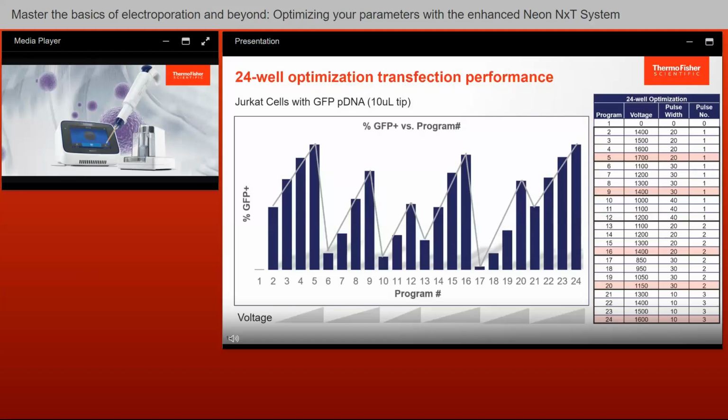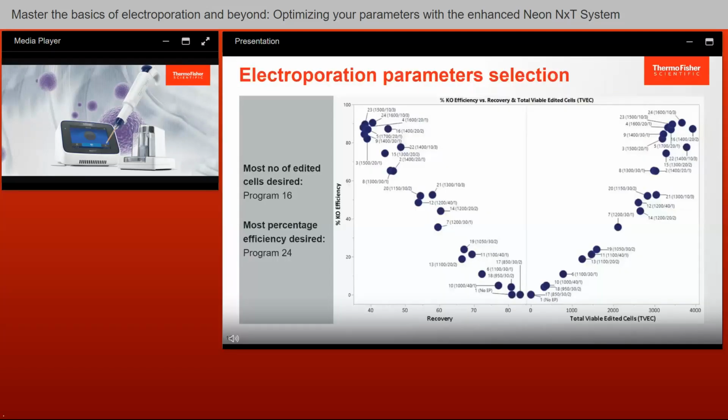And from there, you can continue to optimize and narrow down to find the exact parameters that are going to be best for your application. The results of a 24-well optimization protocol can help you choose a suitable protocol that balances efficiency and recovery of your cells. So the graph above shows the relationship between electroporation knockout efficiency versus cell recovery and the total viable edited cells for HSCs.